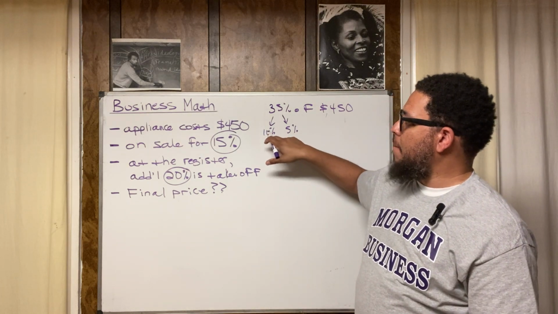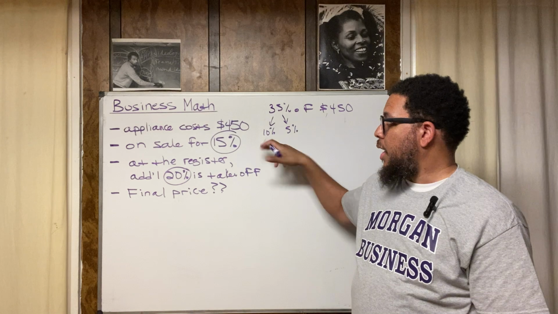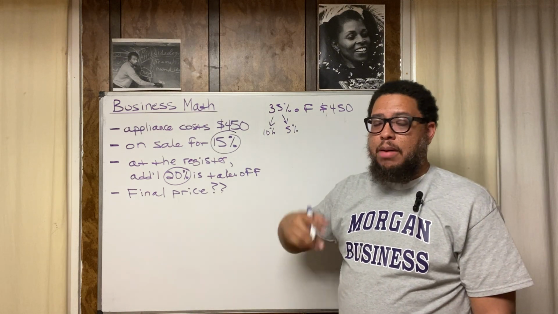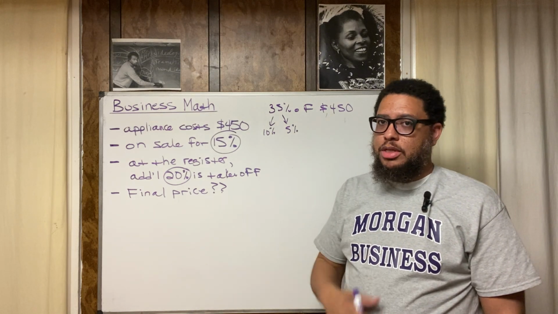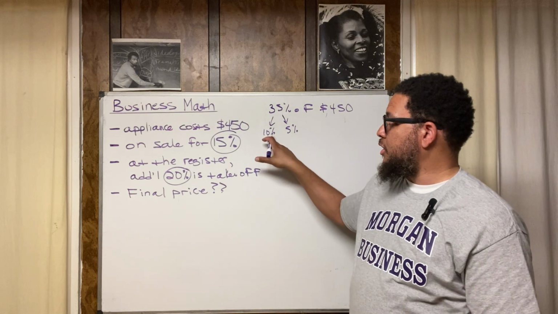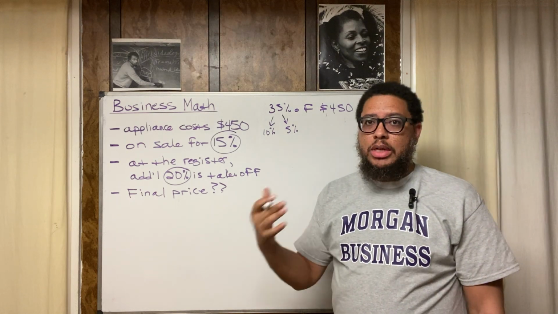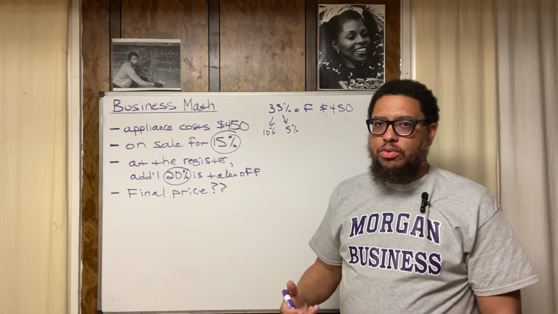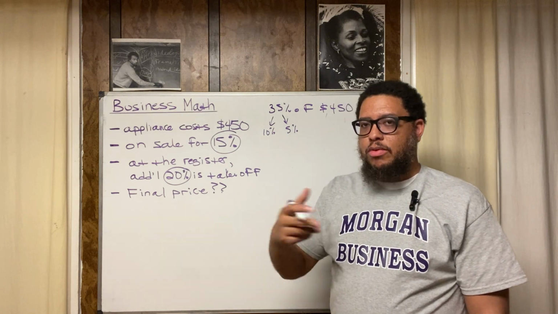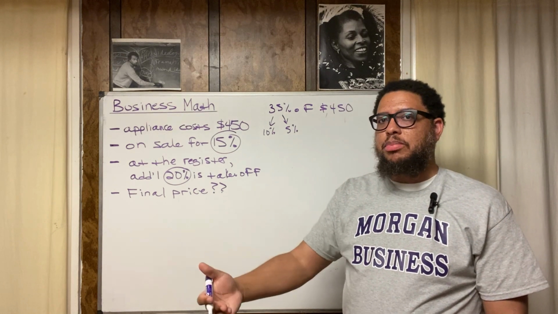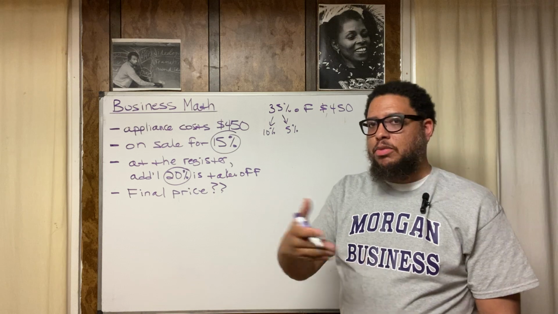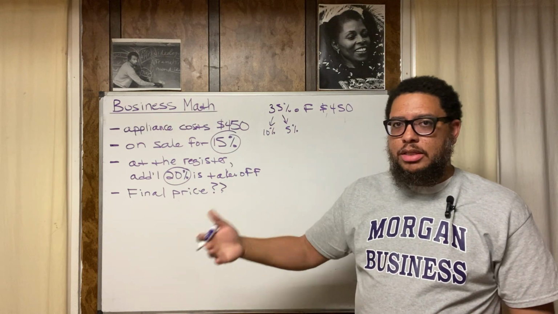So if I could figure out how much money is 10%, I take that dollar amount and I multiply it by 3. That's my 30%. Again, if I figure out what 10% is, what dollar amount that is, I multiply it by 3. That's 30%, right? 10% times 3 is 30%. So the dollar amount which is 10%, multiply that by 3. That's the dollar amount. That's 30%.